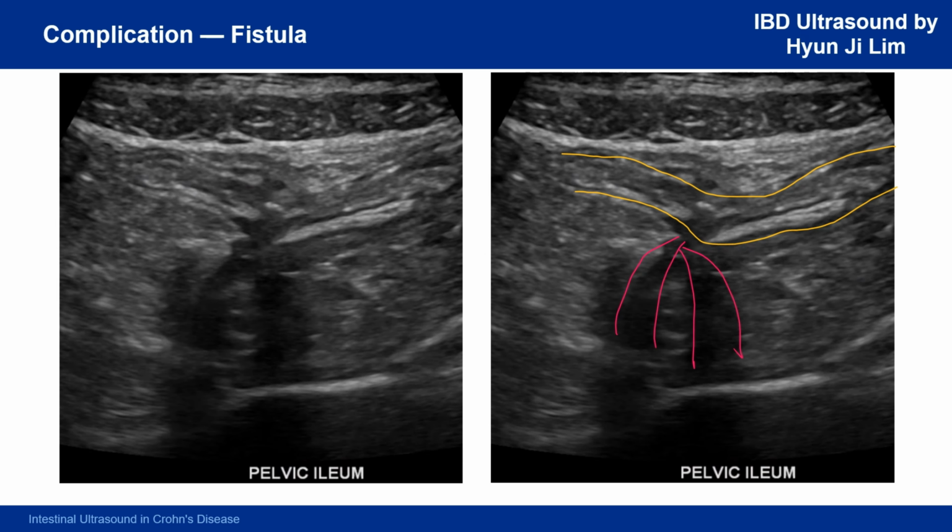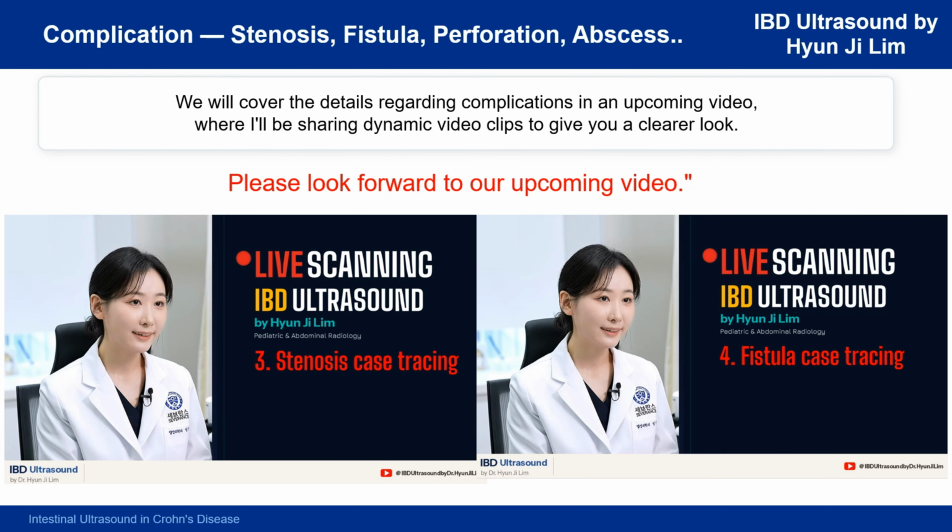This is an enteroenteric fistula in the pelvic ileum. The fistula usually develops after long-standing inflammation between adjacent small bowel loops. On ultrasound, a fistula typically appears as a linear or star-shaped hypoechoic tract connecting the involved bowel segments. Once the fistula is identified, it is important to carefully evaluate the surrounding area for associated complications such as bowel obstruction, abscess formation, or an inflammatory mass. Again, we will cover the details of these complications in the upcoming video, so please stay tuned.